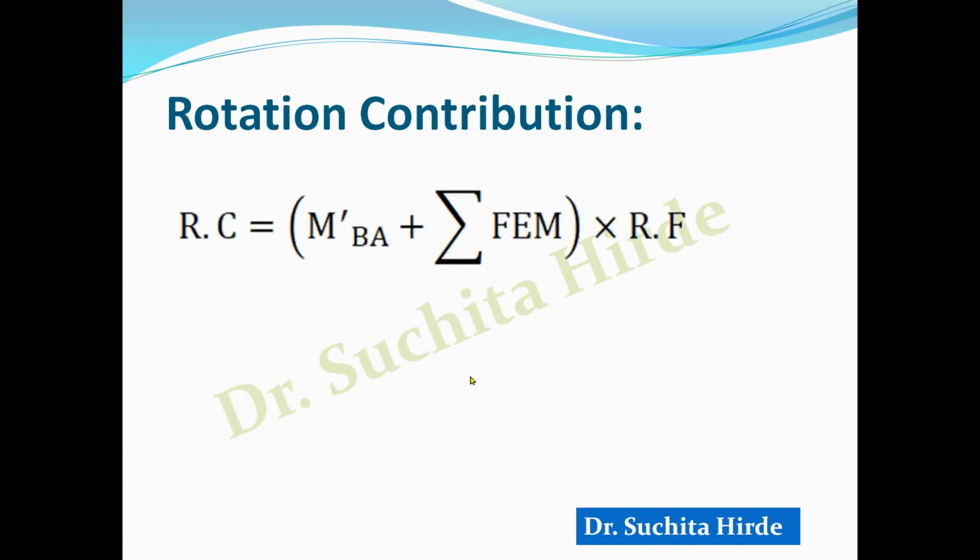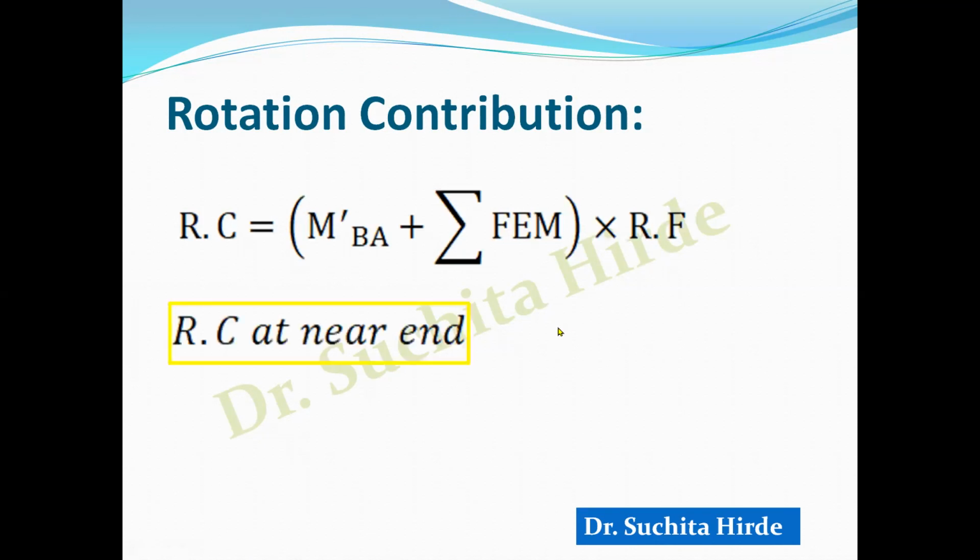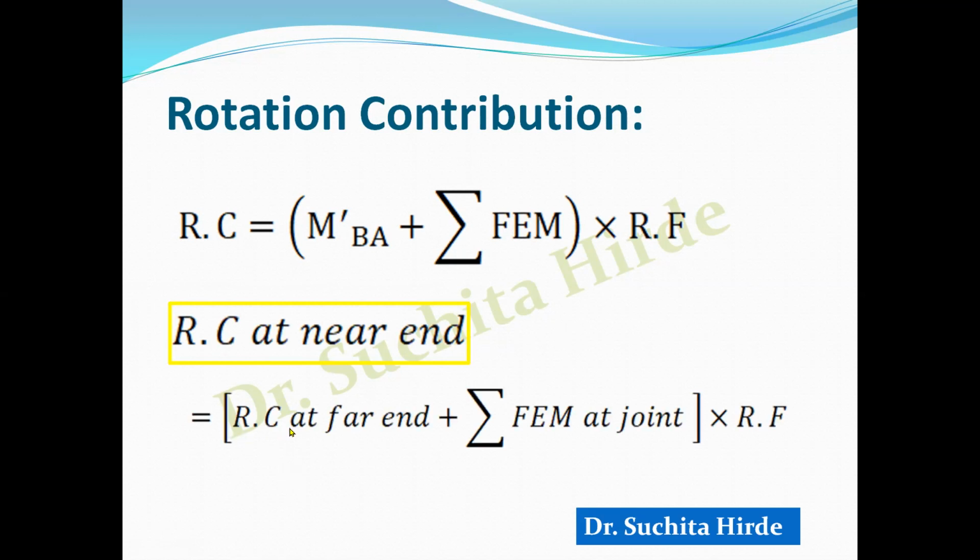So what is this rotation contribution? It is the rotation contribution at far end plus summation of fixed end moment at that joint multiplied by rotation factor. So rotation contribution at near end is given by rotation contribution at far end, which is denoted by m dash BA, plus sum of fixed end moment at that joint multiplied by rotation factor. You may not understand this step at this stage, but I will explain this step in detail while solving the problem.